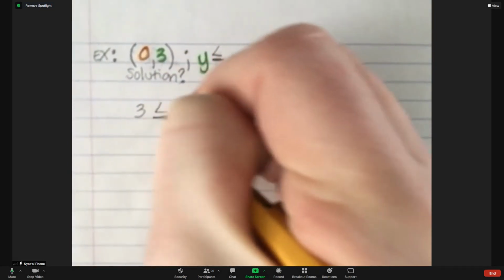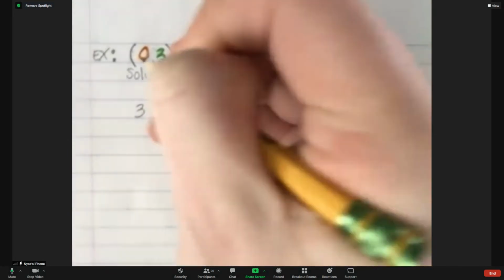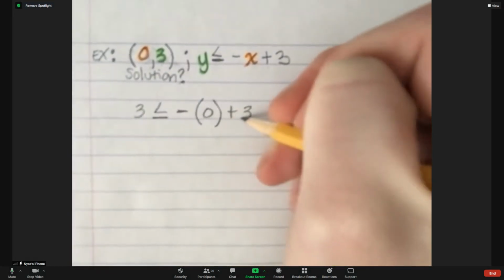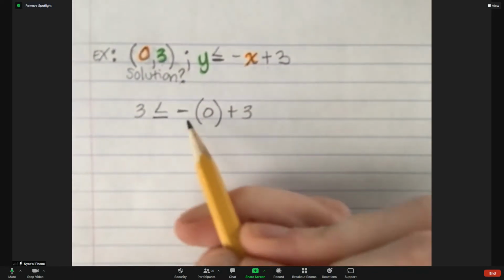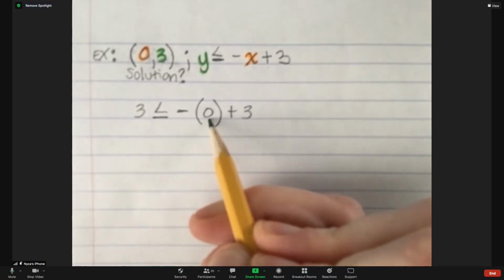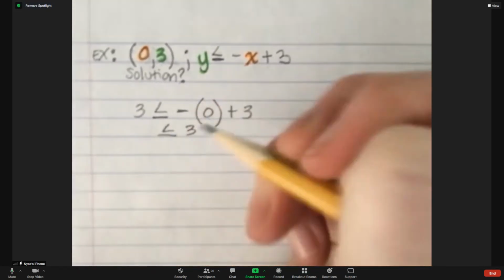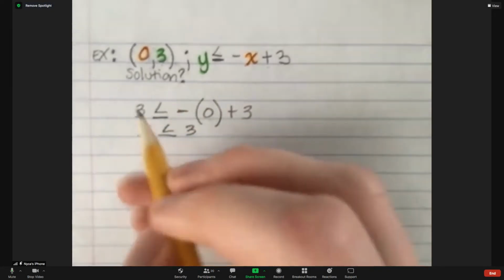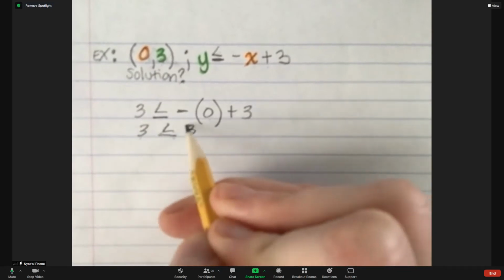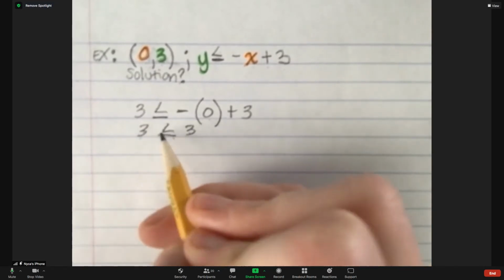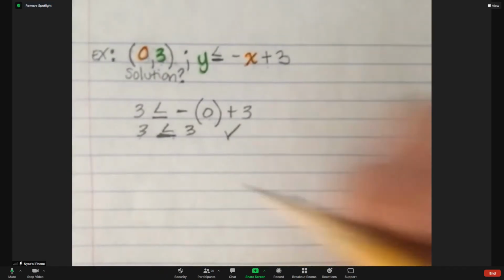is less than or equal to negative, wherever the x is, I'm going to plug in what I have here plus 3. Now I just need to solve. All right, well, negative times 0 is 0 plus 3. 3 is less than or equal to 3. It's not less than, but is it equal to? Yes. So that means that this statement is true.